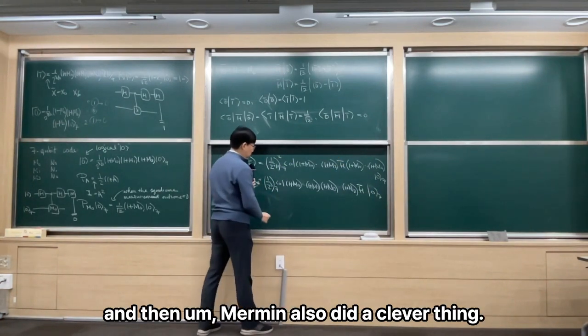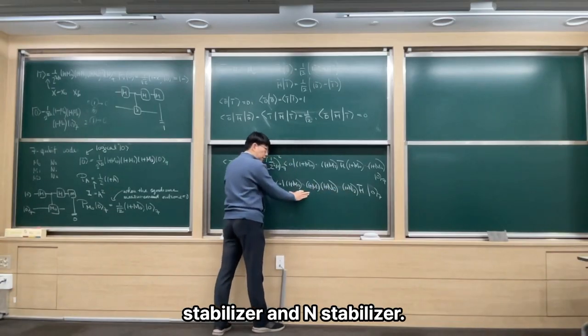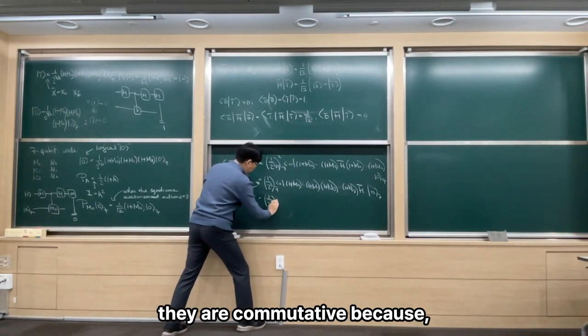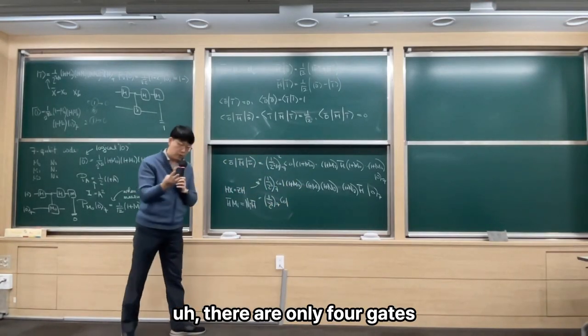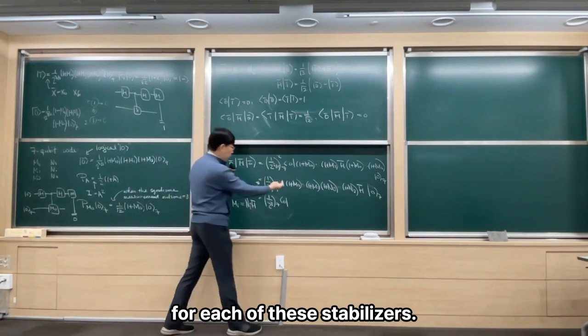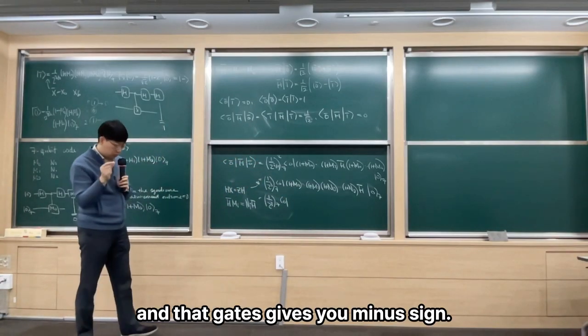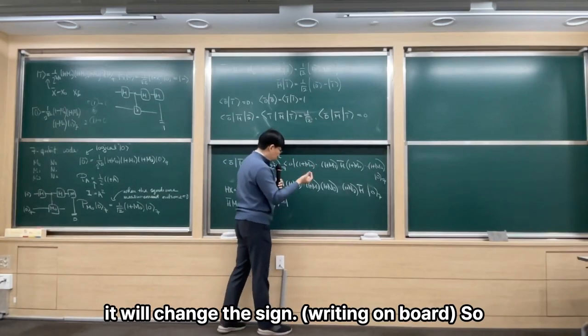And then Mervyn also did a clever thing. So here we exchange the order of this N stabilizer and N stabilizer. They are commutative because there are only 4 gates for each of these stabilizers. So even if switching the order of X and Z gates gives you a minus sign, there are 4 minuses. So every time you do this, you don't change the sign.